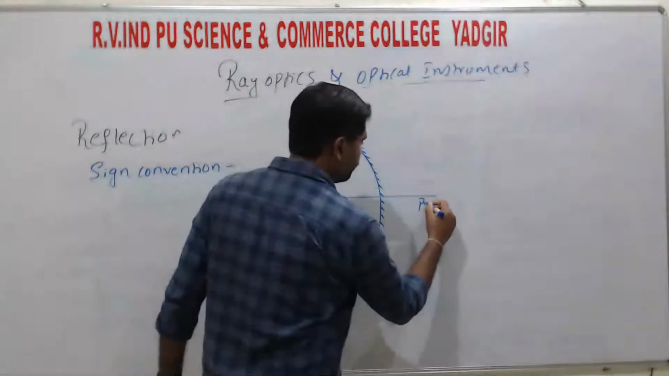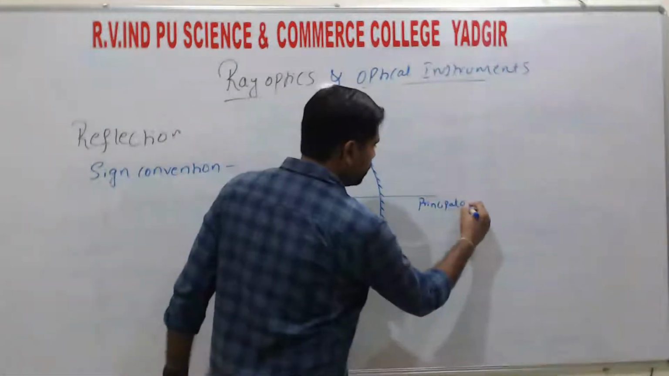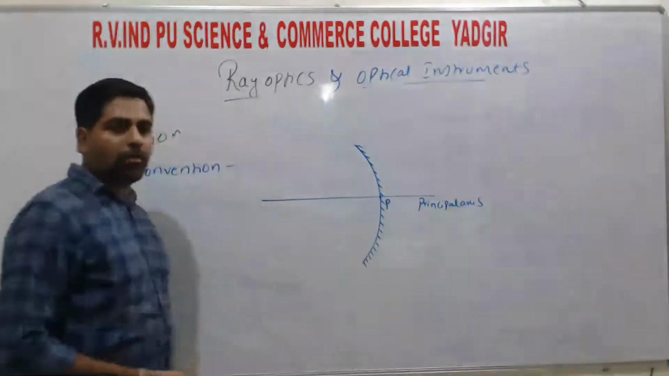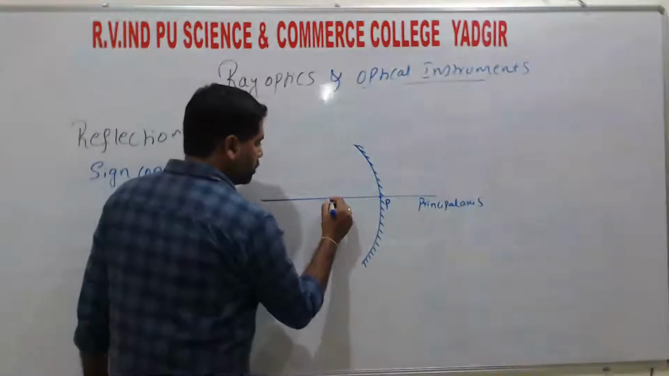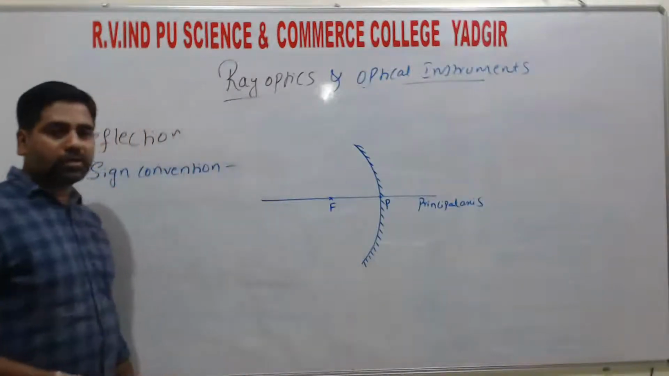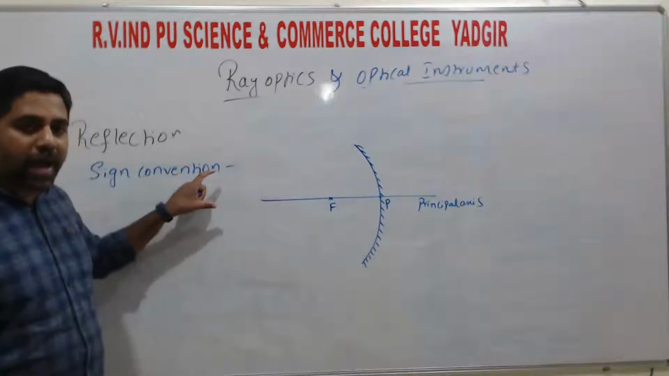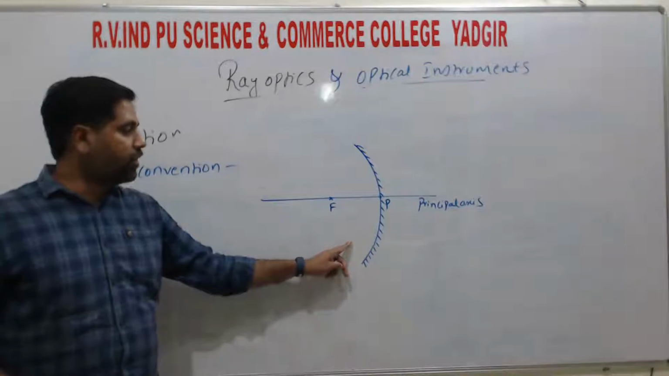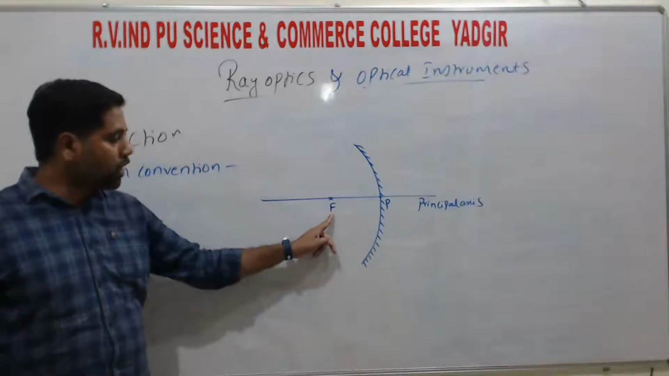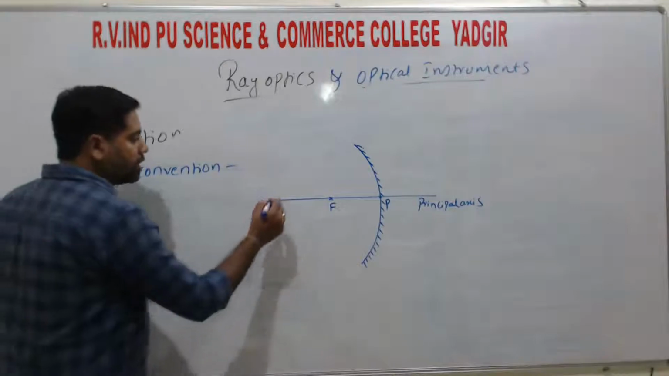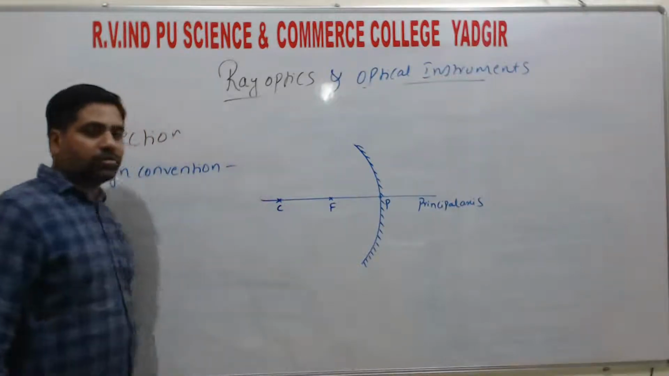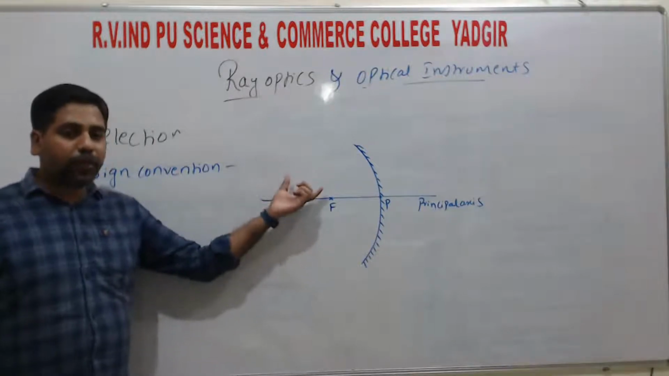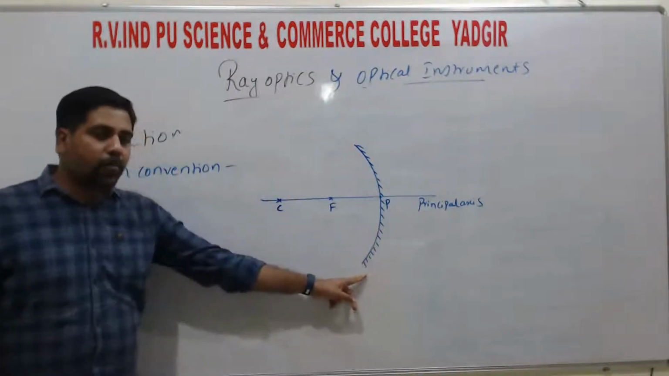This one is the principal axis, and this point, the midpoint of the mirror, we call the pole, and F is the focus. If any ray parallel to the principal axis falls onto this surface, after reflection they all meet at a point, and that point we call the focus, right? Next, the center of curvature, denoted by C. This is the center of the sphere of which this mirror is a part, right?